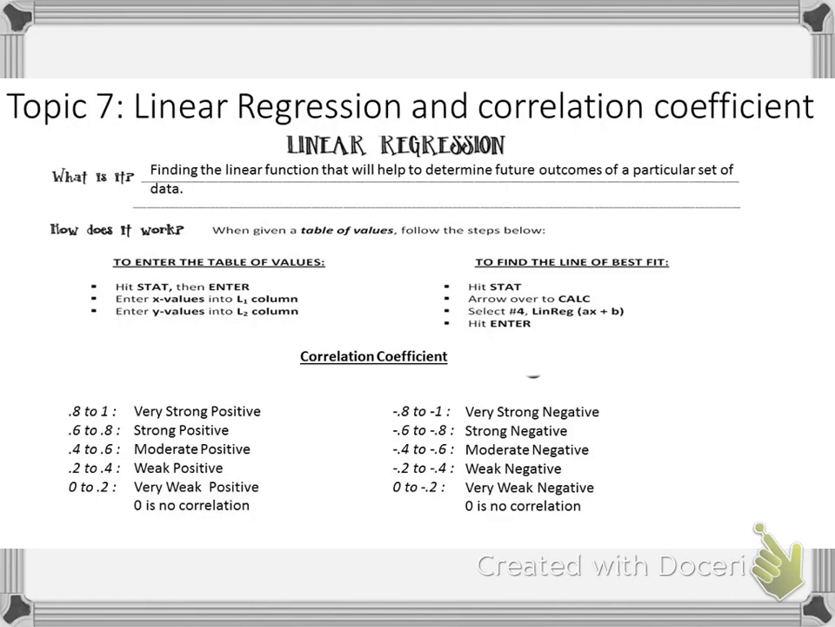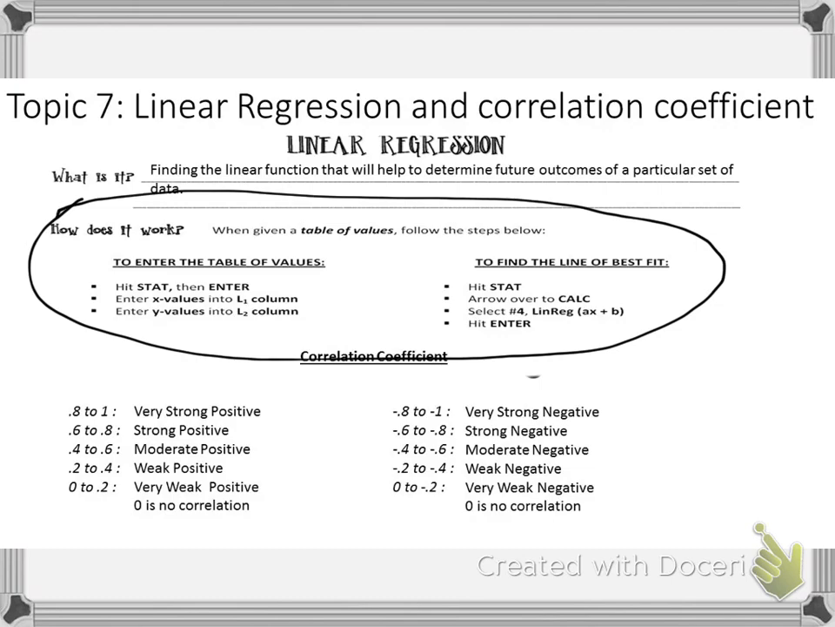Okay, topic 7, linear regression and correlation coefficients. Linear regression, you're basically finding the function that helps you determine future outcomes. Now, right here, they are giving you the calculator steps, okay? And we have gone over the steps for linear regression in Desmos. So you have both of those, okay?